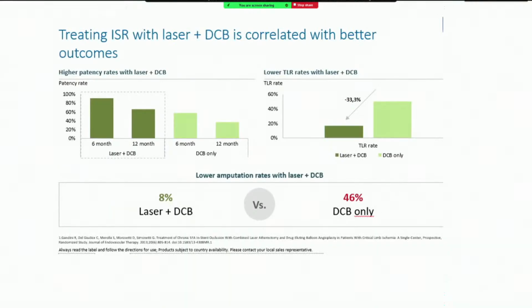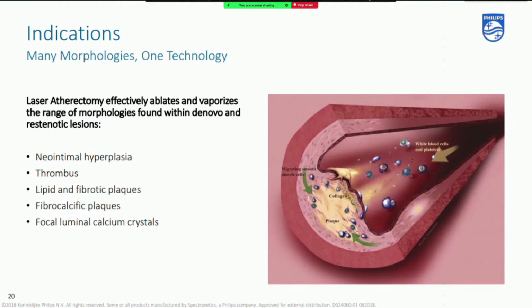Next slide, please. So what's happening with the laser and DCB study-wise? What we can find is after 6 and 12 months after laser and DCB treatment, you have a higher patency rate. And if you have the DCB only, it's much lower. It's actually between 8 versus 46%. And so this is really showing how important it is to do an atherectomy before the DCB or stent treatment. Next slide, please.